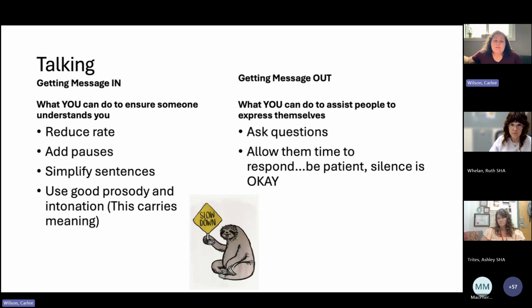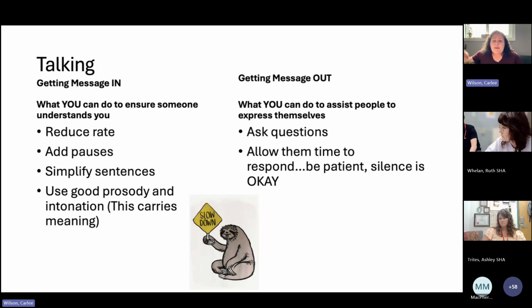So when we're talking, we're really focusing on getting the message into someone else. So we want to make sure that we're doing something so that other people can understand us. One of the biggest things we can do is slow down. I recognize the irony of that as I'm probably talking really quickly in this presentation. But we can also add pauses. We can simplify sentences. And we can use good prosody and intonation because this carries meaning. So instead of just talking like a really flat person, you just add some prosody and intonation. You probably already naturally do that.